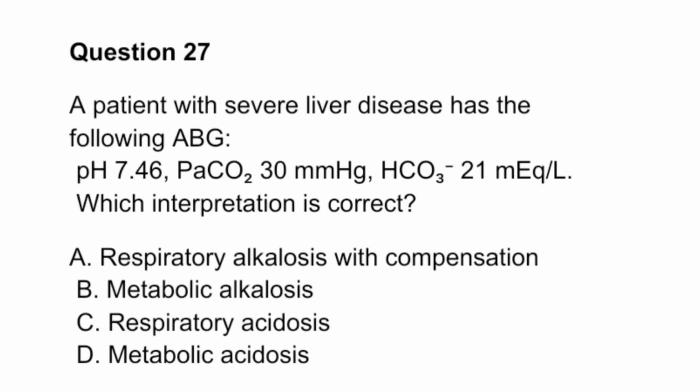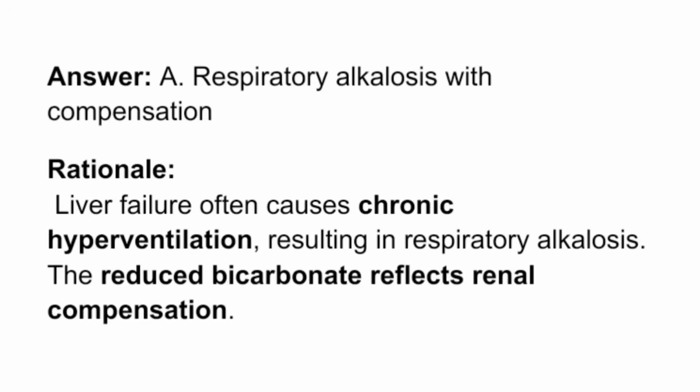Question 27. A patient with severe liver failure has the following ABG: pH 7.46, PaCO2 30 mmHg, HCO3- 21 milliequivalents per liter. Which interpretation is correct? A. Respiratory alkalosis with compensation. B. Metabolic alkalosis. C. Respiratory acidosis. D. Metabolic acidosis.